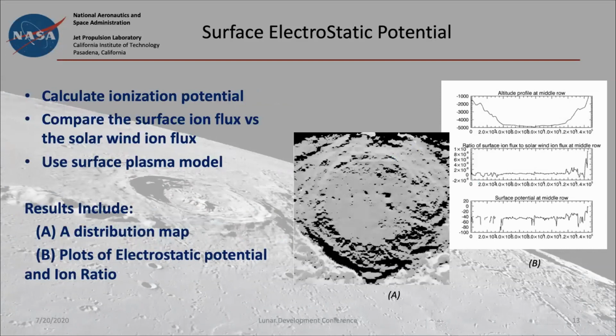The surface electrostatic potential tool calculates ionization potential due to solar wind striking the lunar surface over time. It uses a surface plasma model algorithm developed by Dr. Bill Farrell, a well-known plasma physicist at NASA's Goddard Space Flight Center. The algorithm includes a comparison of the surface ion flux and the solar wind ion flux. All you need to do is select the area of interest. Outputs of the analysis include a distribution map, a plot of electrostatic potential values relative to the solar wind, and also a plot showing the ratio of the surface ion flux to the solar wind ion flux.